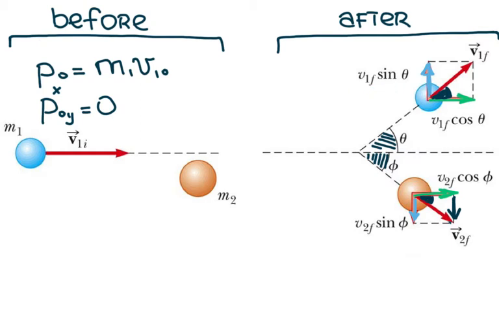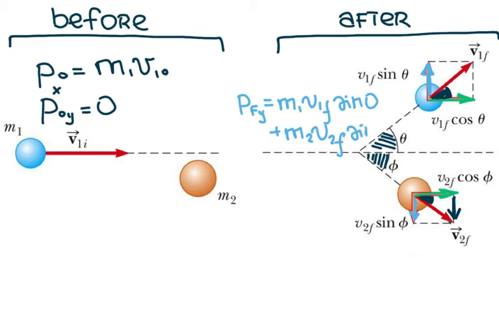So the momentum after, I'm gonna write the vertical one. The final vertical momentum after is equal to m1, the blue ball, v1 final sine theta, plus m2 v2 final sine phi. So that is phi. And all this needs to be equal to the vertical momentum before.